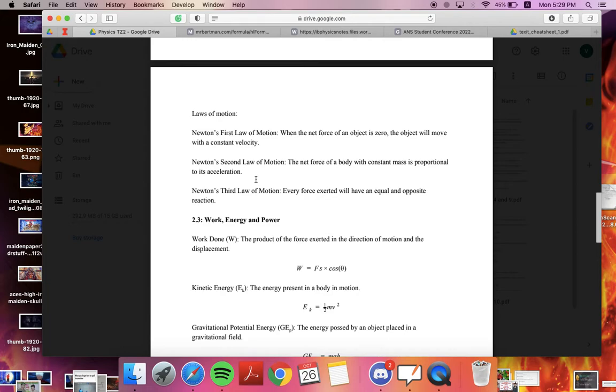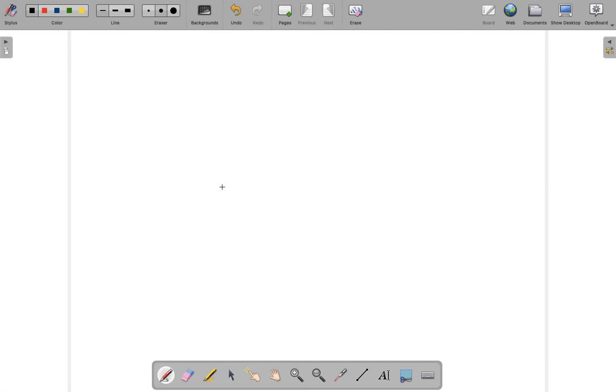Last, we have Newton's third law of motion, which people like to reference in different ways that aren't actually what they are. The third law of motion is simply that every force exerted will have an equal and opposite reaction. The simple example of this is your normal force. Your normal force is an example of the third law of motion. There's the weight that acts down on the table, if we take the example of the block sitting on a table, and the normal force acts backwards on it.